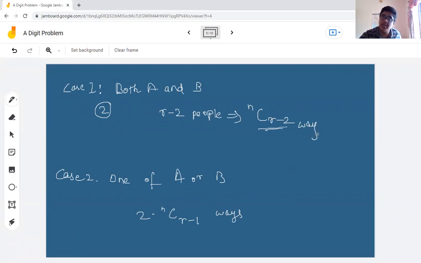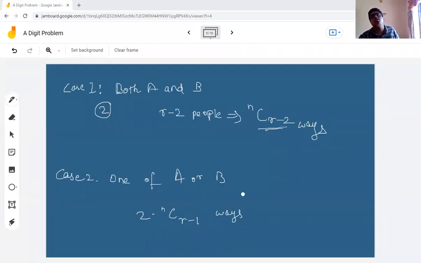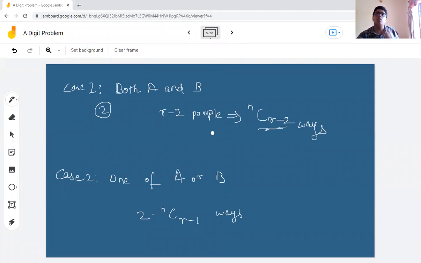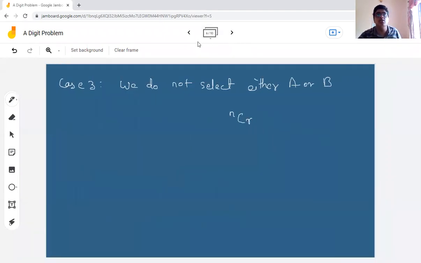Now we come to case 3, where we do not select any of A or B. So we have already decided that A and B are not selected. So still we have n people. We haven't selected anyone till now, so we still need to select our people. So how many ways can we do that? N choose R. As I've explained here, you can go by the same argument, N choose R.